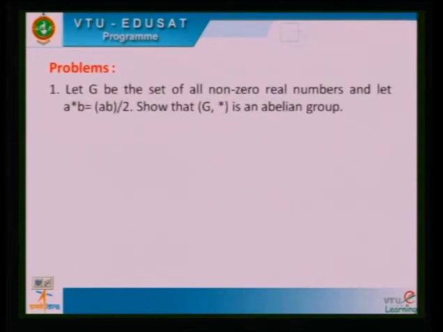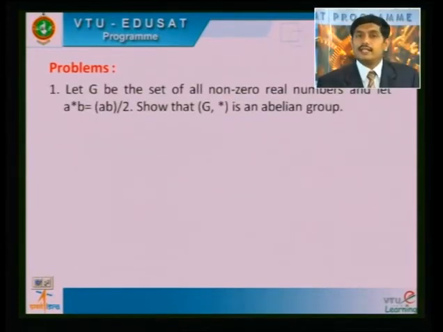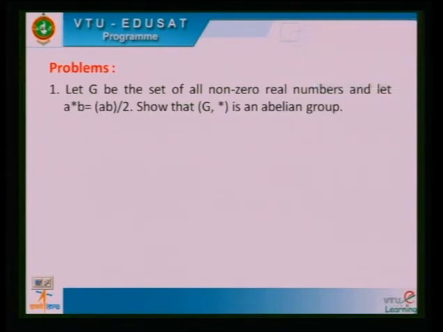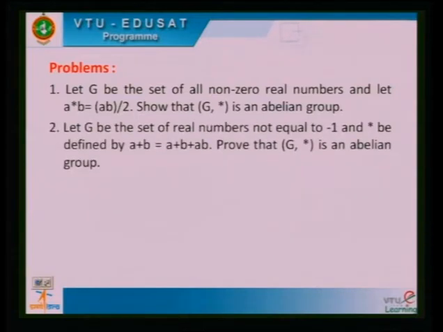And also we gave one example related to groups in the last class. Let G be the set of all non-zero real numbers, and let A star B equal AB by 2. Show that G, star is an abelian group. This one we discussed.